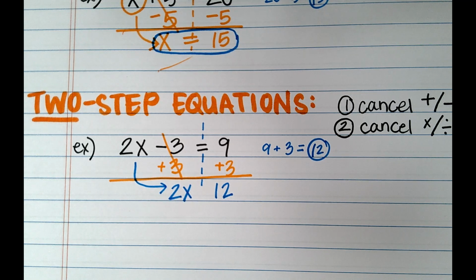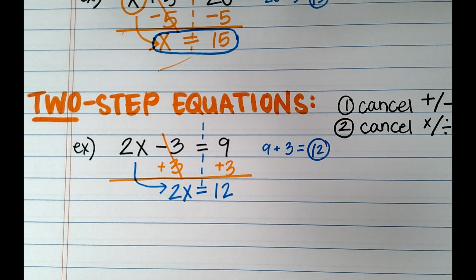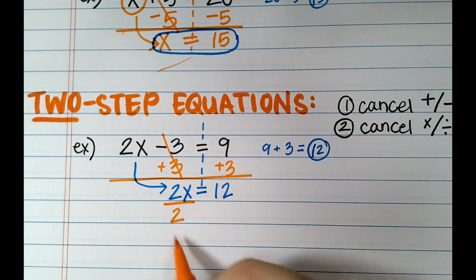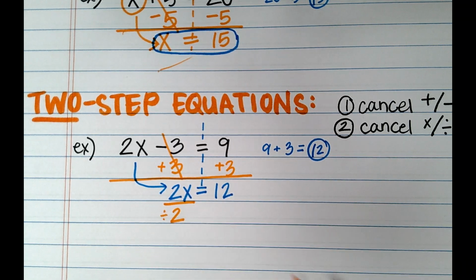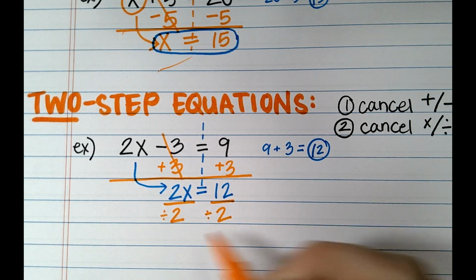Missing one more thing, the equal sign. Good. Now I have 2 times x equals 12. Now we divide. Divide by 2. So 2x divided by 2, 12 divided by 2.